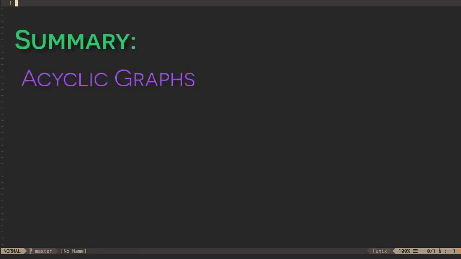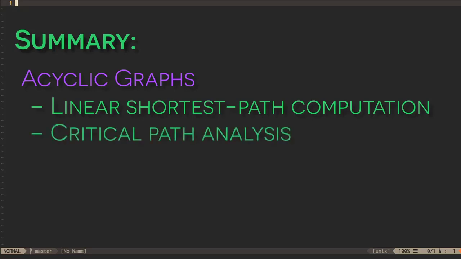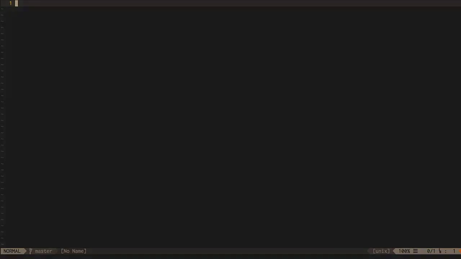We've now seen how acyclic graphs provide us with the opportunity to do more, or to do it in less time. We can find the shortest paths from a vertex in an acyclic graph in linear time, and we can also perform critical path analysis. Let's look at these in more detail in our class together.